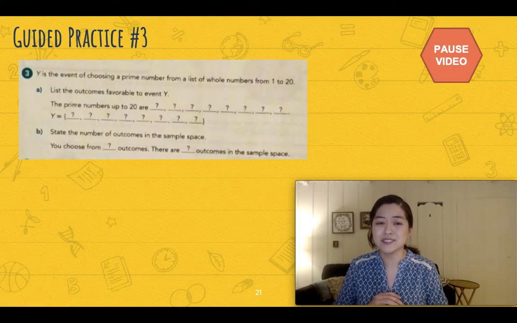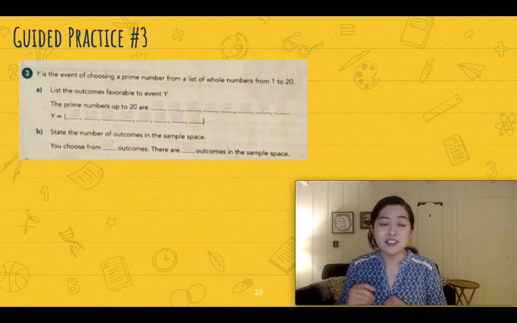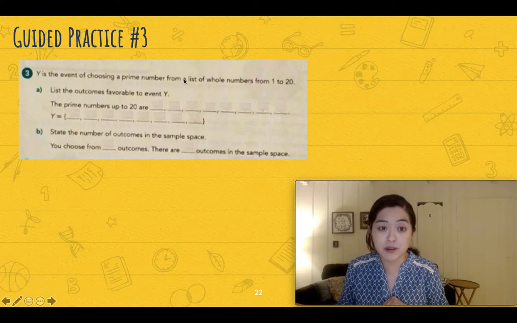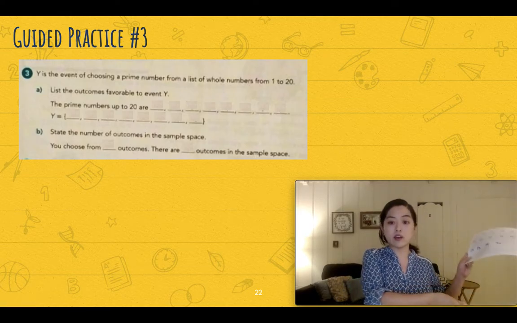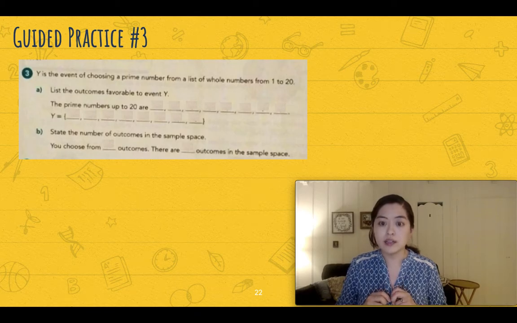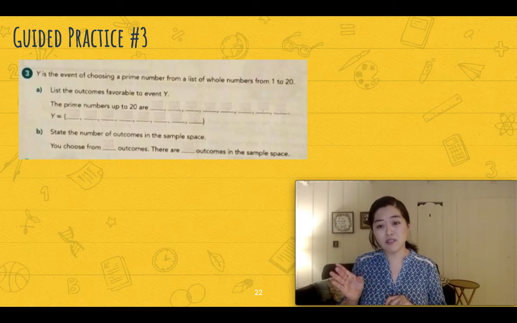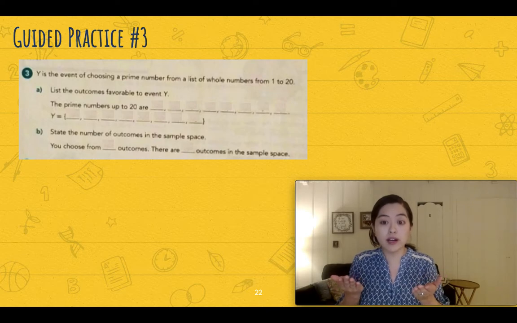All right. Pause the video and please do guided practice number 3 on your own. All right. So number 3 says, y is the event of choosing a prime number from a list of whole numbers from 1 to 20. Now, do you remember the definition of a prime number? It is that a prime number is a number that can be divided by itself and 1. There are 2 conditions to meet to be a prime number.